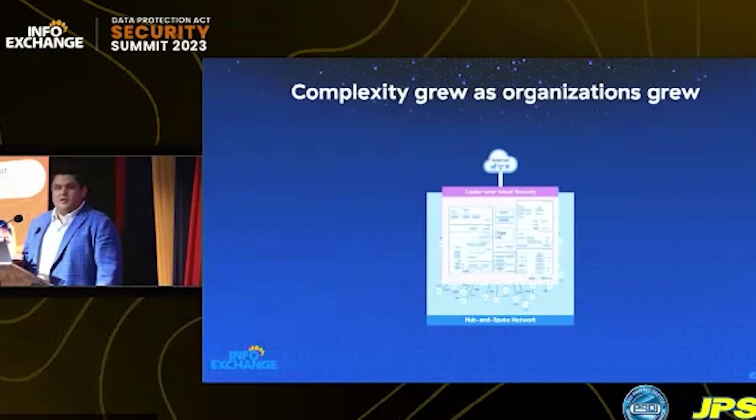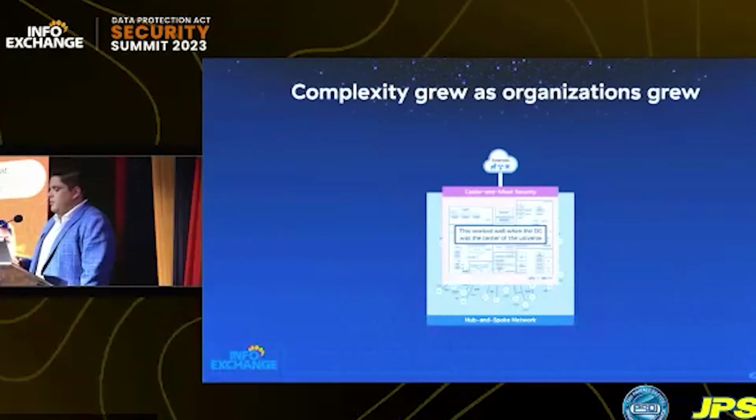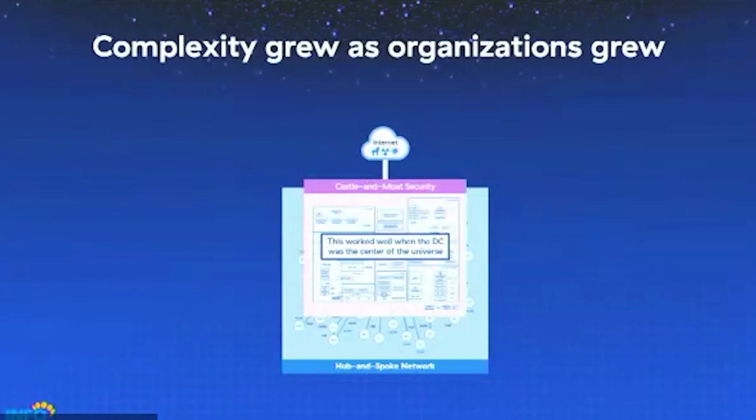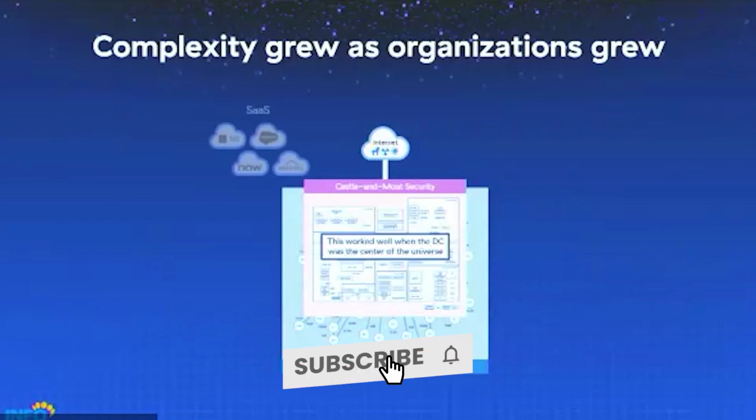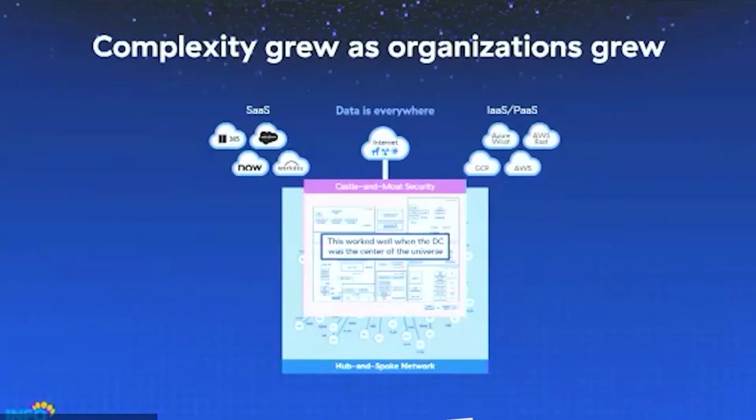These hubs and spoke networks were secured with complex stacks of appliances using an architecture known as castle and moat. It's not out of a fairy tale. It's actually very complicated and very hard to do.